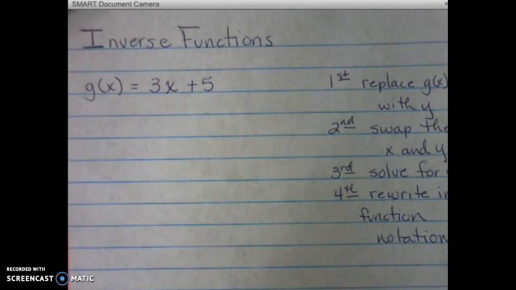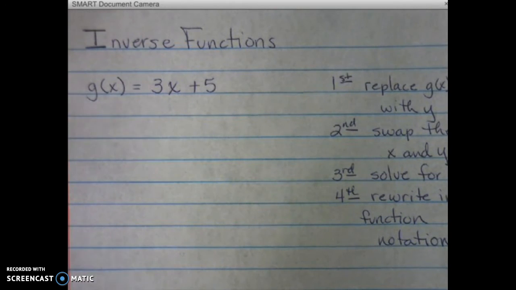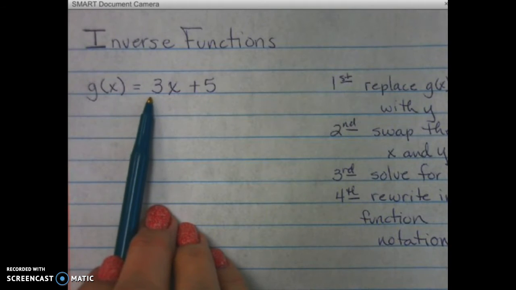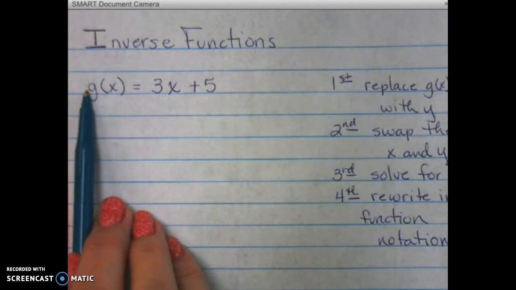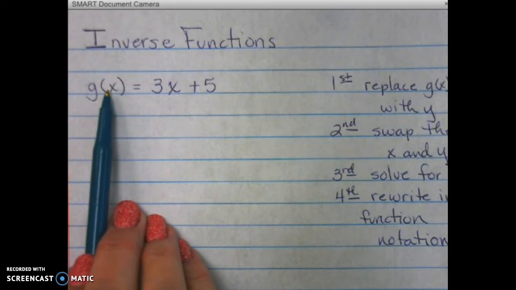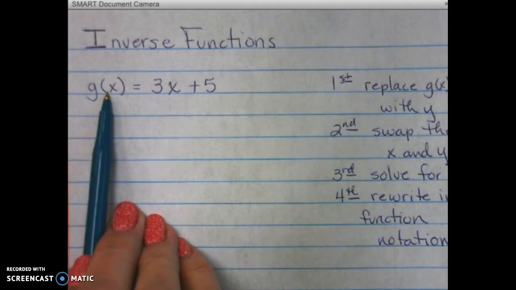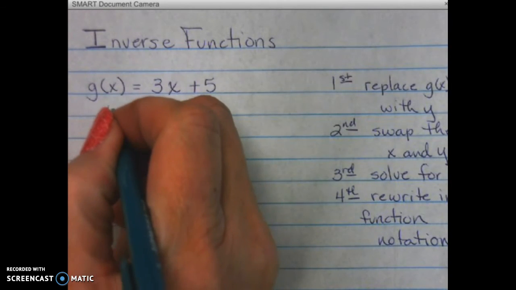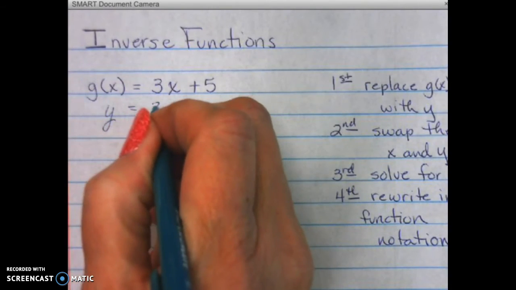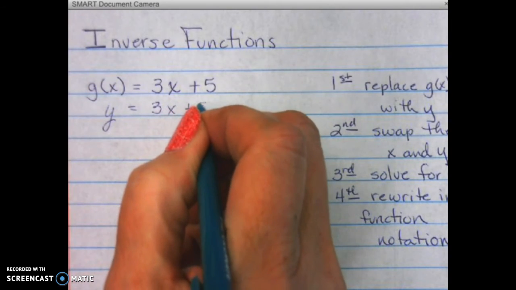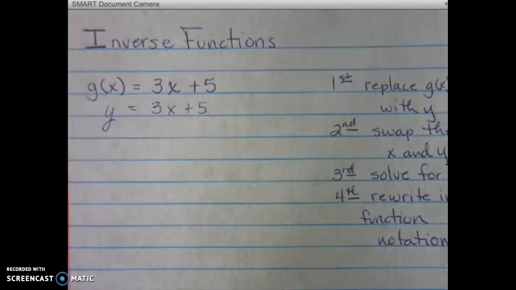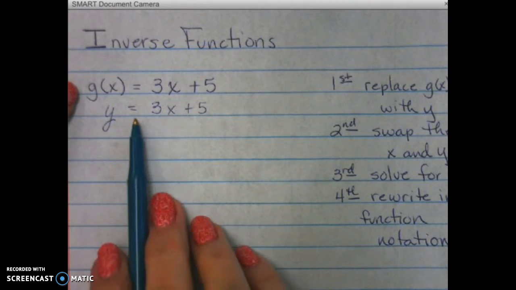We're going to do this function and find the inverse function of g of x equals 3x plus 5. This is function notation. This g of x is a fancy way of writing our y value. So I'm going to replace that with y equals 3x plus 5. This is a linear version, and this is function notation. Now, that's our first step.